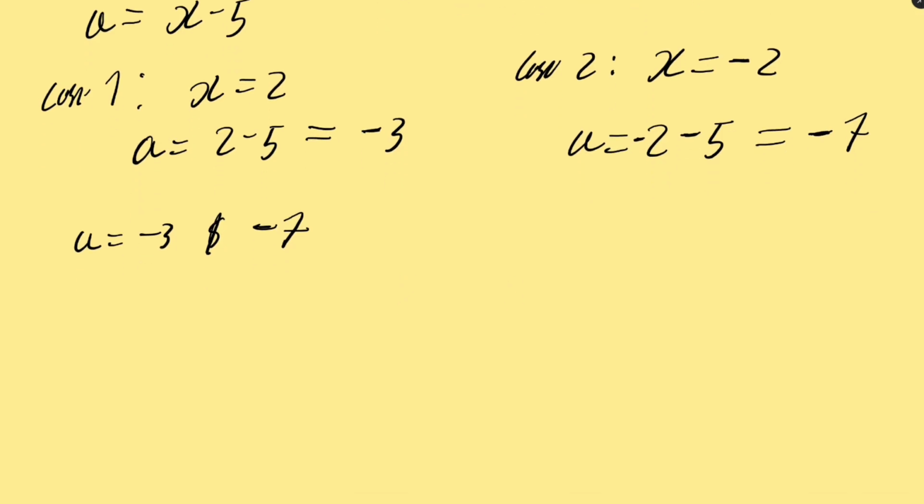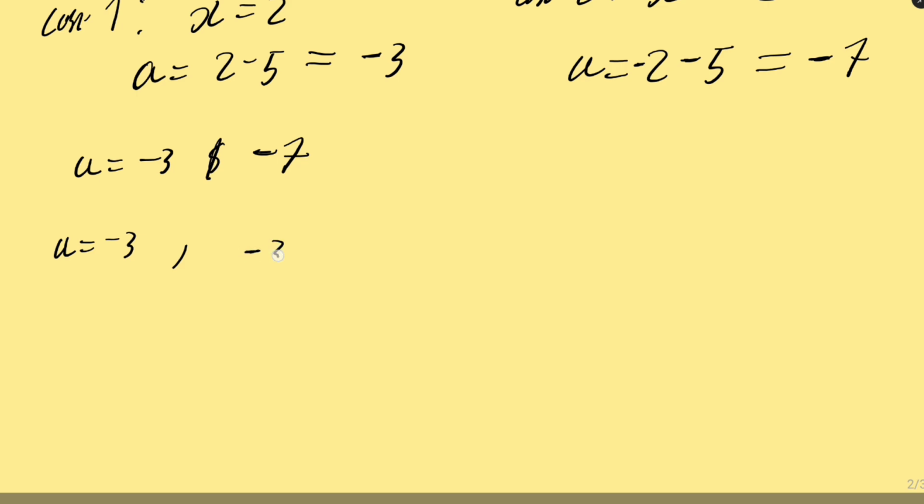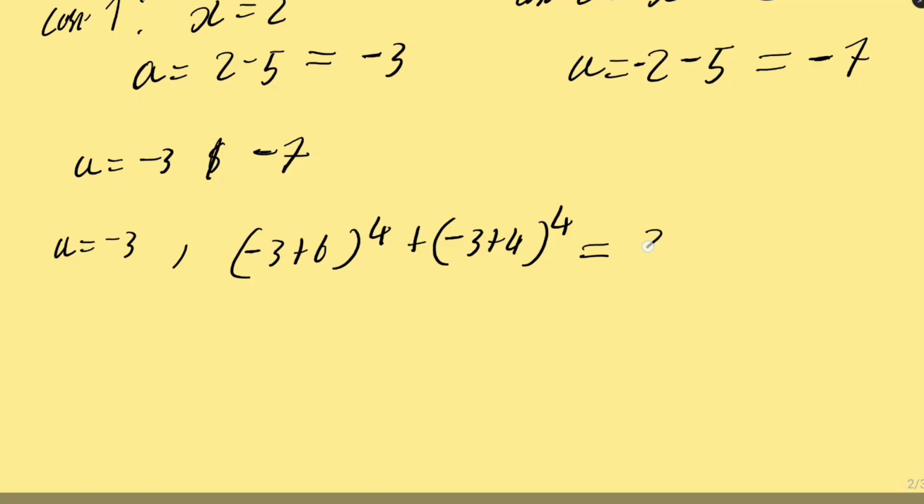And we can basically just test it out in our equation, where first a is equal to -3. We see that (-3 plus 6) all to the power 4, plus (-3 plus 4) all to the power 4, is equal to -3 plus 6, which gives us 3 to the power 4, plus -3 plus 4 gives us 1 to the power 4, which is equal to 81 plus 1, which is equal to 82, which verifies the equation.